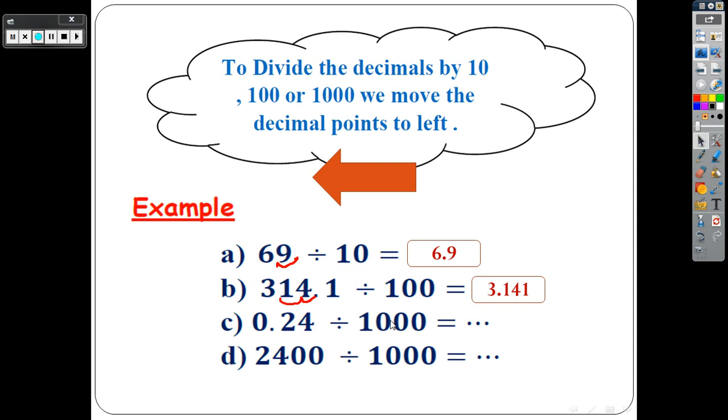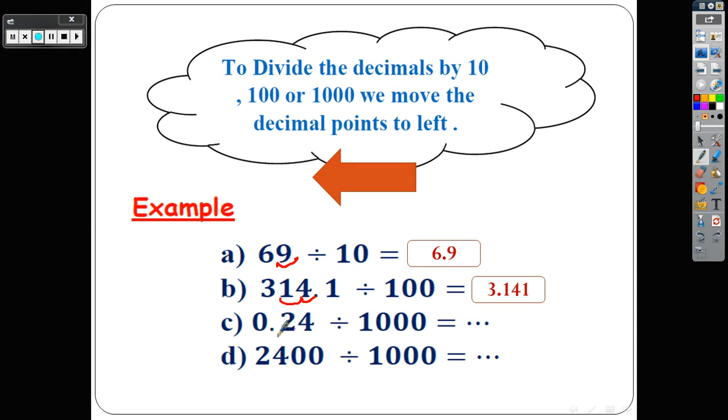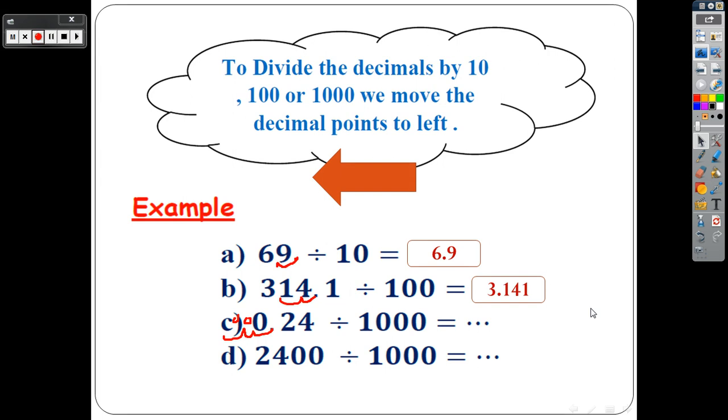Now this example is dividing by 1000, so the decimal point will move to the left 3 decimal places. Now listen to me, how can you move it to the left 3 decimal places? At the ones place there is no number, so you can put zeros. So you have 2 and 3, so you have now 3 decimal places. The answer will be 0.000, you have 3 zeros now. After that, 2 4.